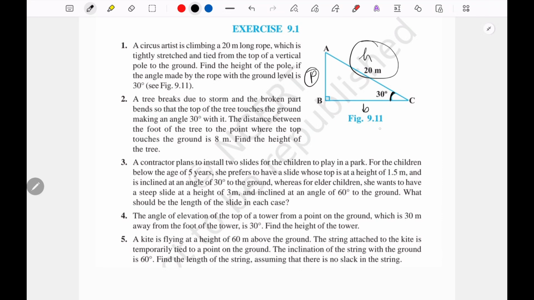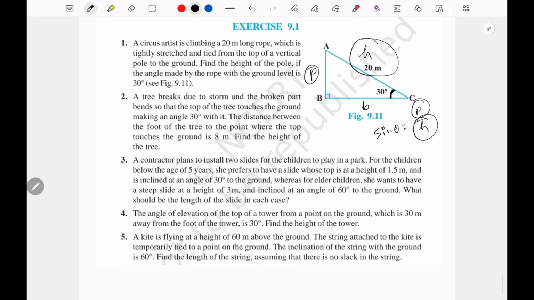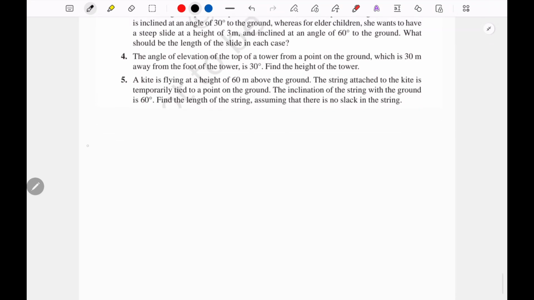So we know a relation that sine of angle theta we can write as P by H. So the relation between P and H we can make by sine of angle theta, and the value of theta is given as 30 degree and H is also given, so we can easily find the value of P. So let's write the solution of question number 1.